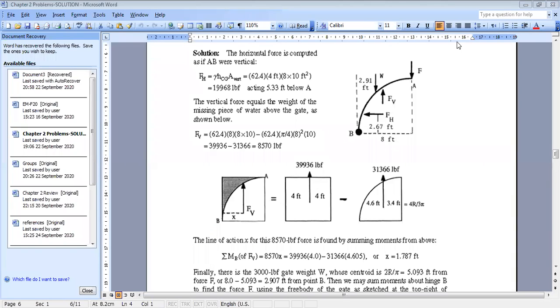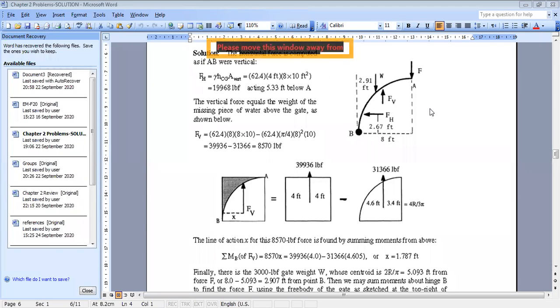Okay, guys, so we will continue solving this problem. For the person who was asking about the location of the centroid, it's fine. Okay, so I will continue.